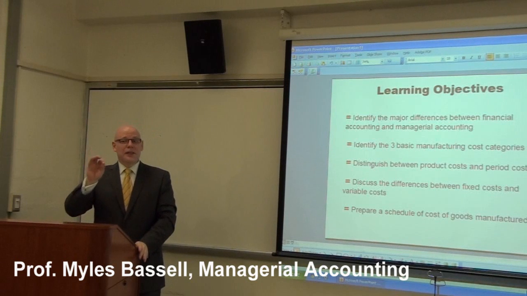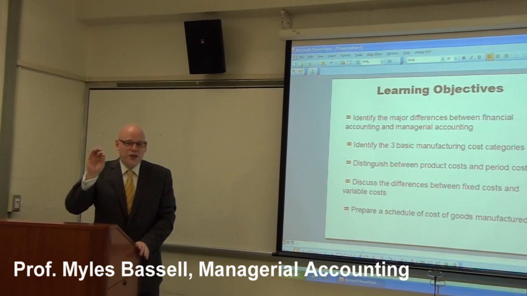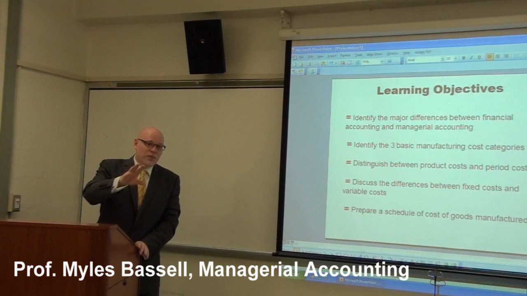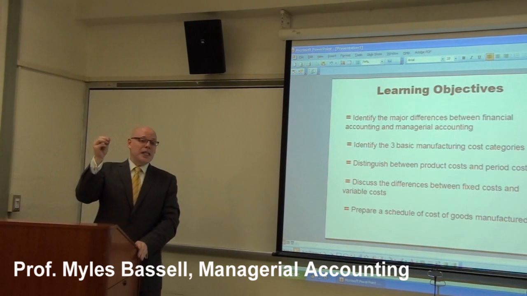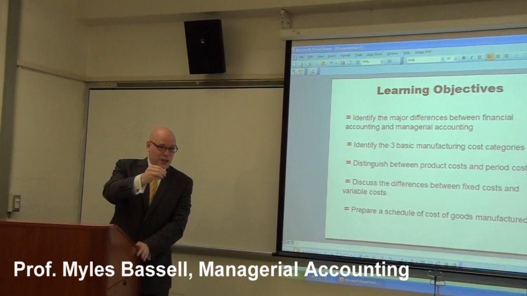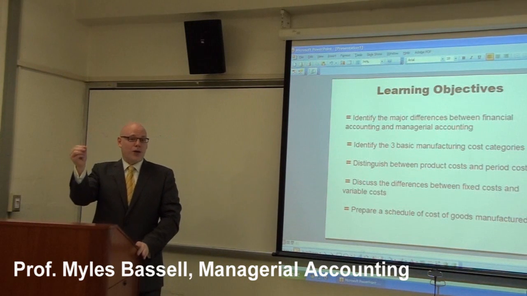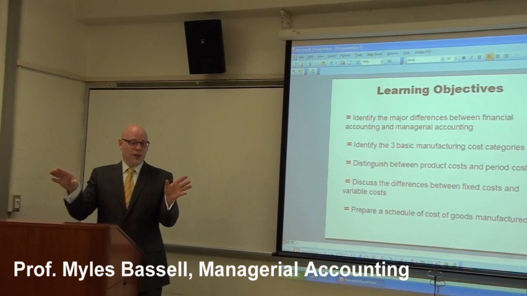Now, importantly, electricity in that situation is classified as a period cost. The electricity that we use in the manufacturing facility is considered to be a product cost, and we make a distinction between the two.